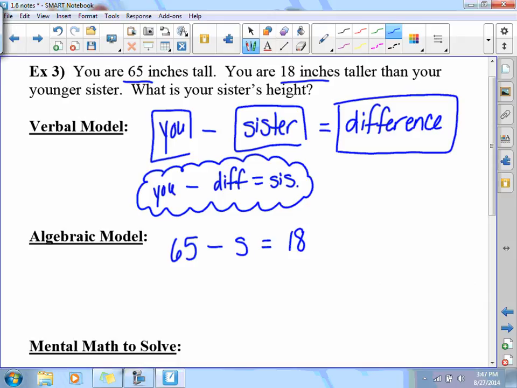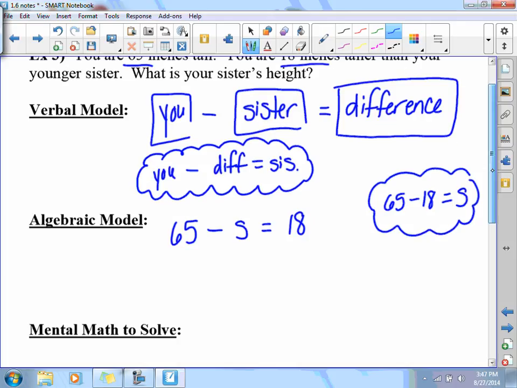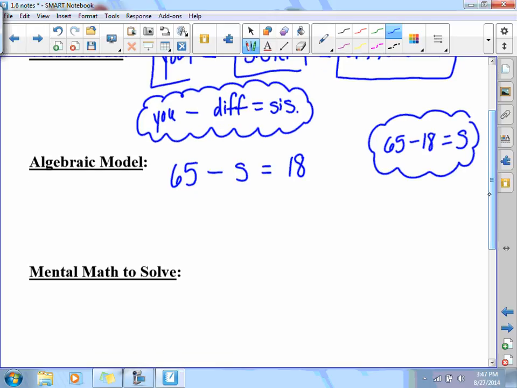Now, if you're doing it the other way, you could do 65 minus 18 equals S. And that's probably the mental math that you did in your head to get the answer, okay? And that's essentially what we're going to do to solve this problem, okay? We're going to have to take 65 and subtract the 18 from it so we get your sister's height. So your sister is going to be 47 inches tall.